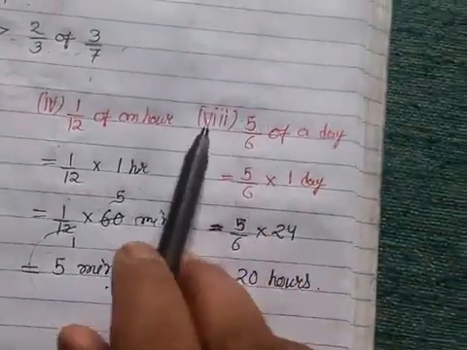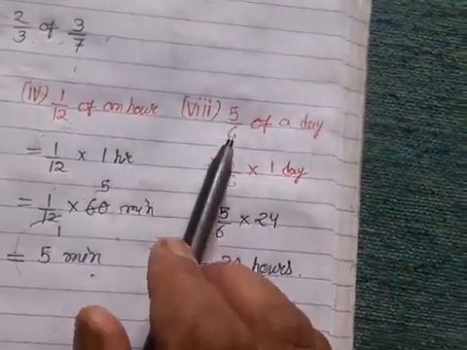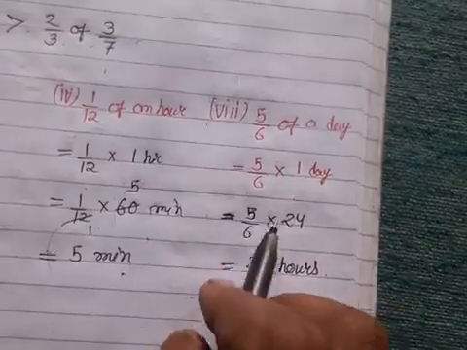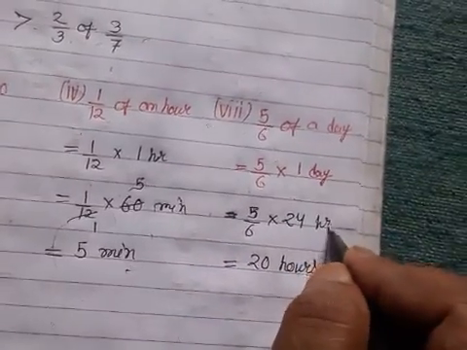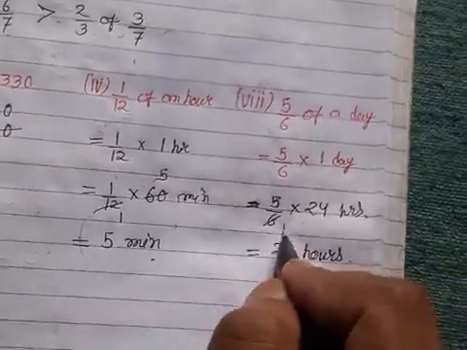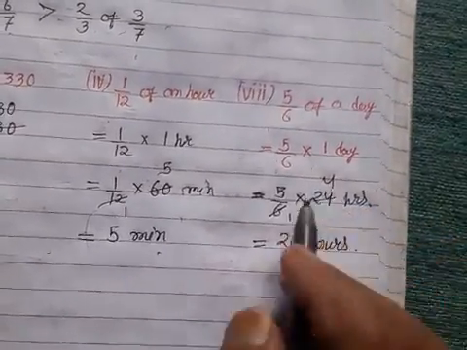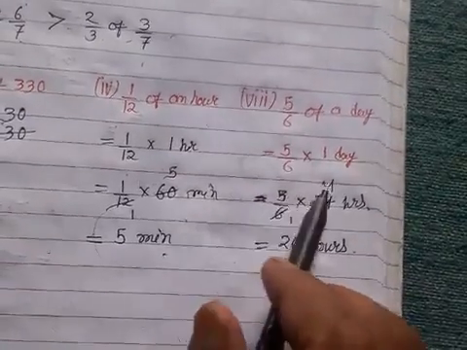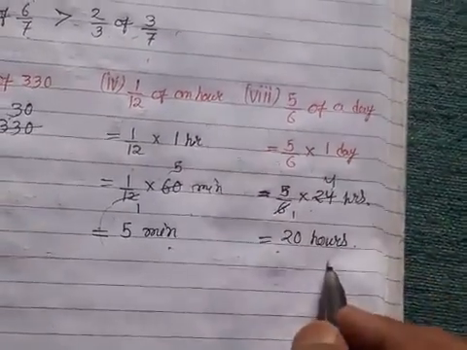Now question number 8. 5 by 6 of a day. So 5 by 6 into 1 day. 1 day means how many hours? 24 hours. So here we cut: 6 1 is 6, 6 4s are 24. So 5 into 4, 5 into 4 is 20 hours. Okay.